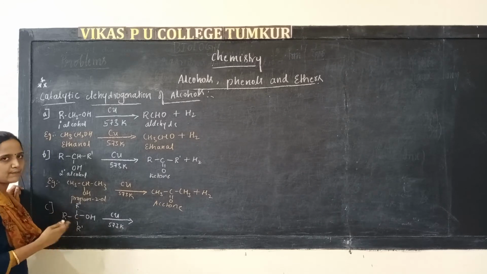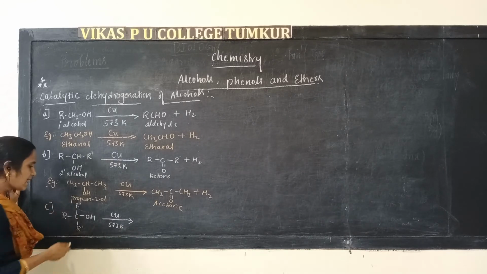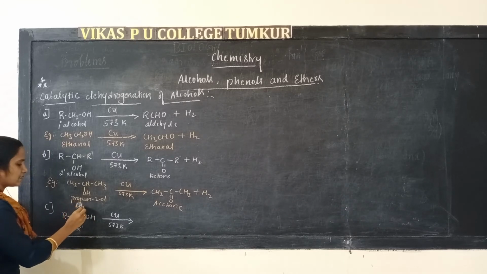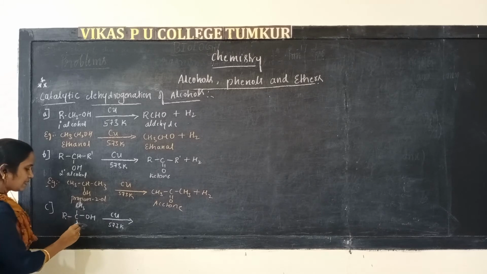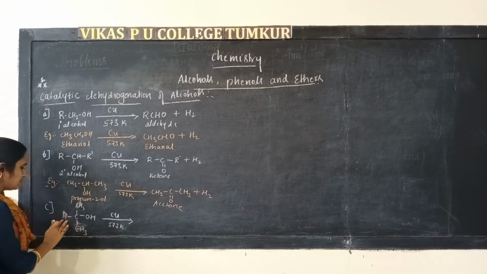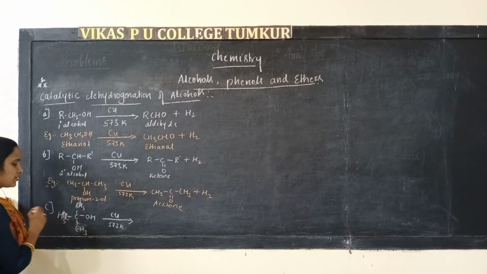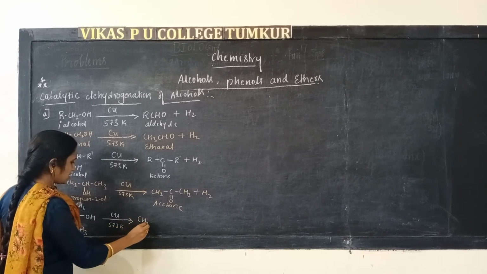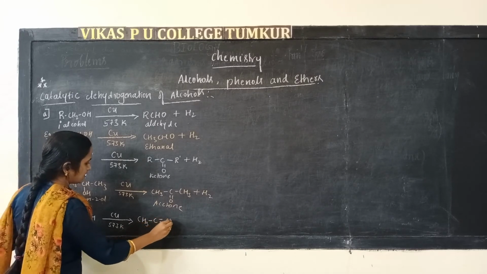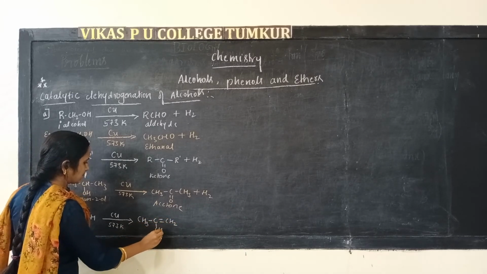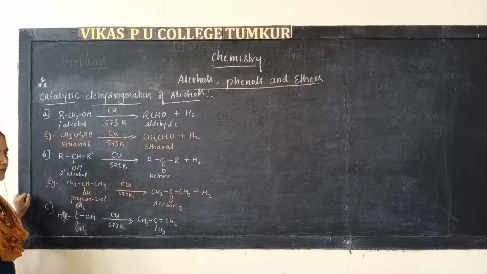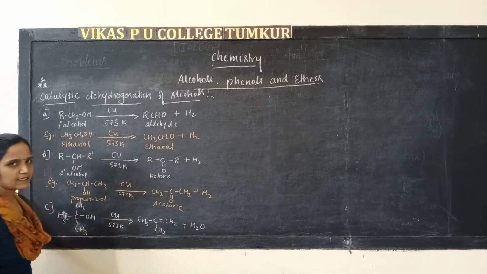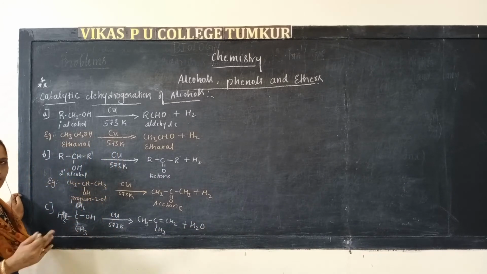We are going to take an example. Instead of R, we take CH3 and CH3. In this example, it is written as CH3, C double bond CH2, CH3, which is the alkene. This undergoes dehydration, which means removal of water.